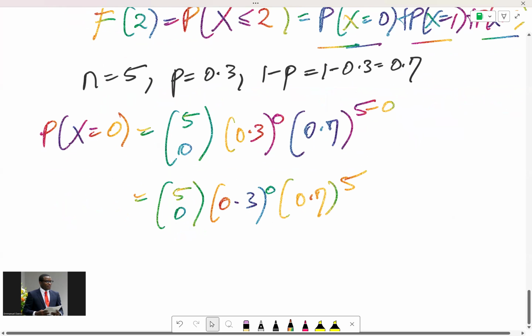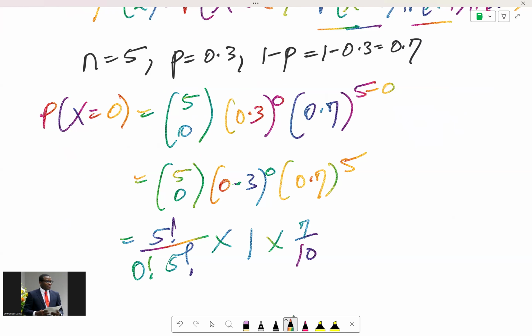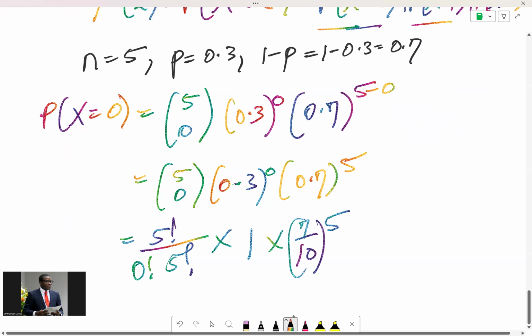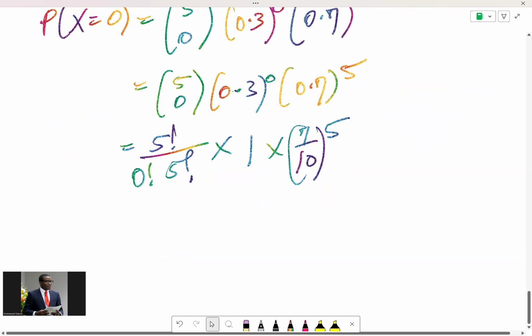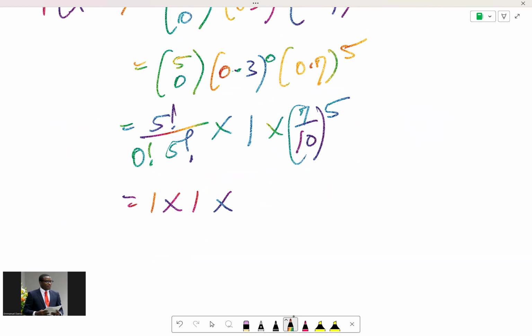So this is now 5 factorial over 0 factorial times 5 factorial, because that's just going to be 1. Then 0.3 raised to power 0 is actually 1. And all we have is 7 over 10 raised to power 5. I think that's an easy way to handle that. So, of course, this is 1 times 1 times 7 raised to power 5 over 10 raised to power 5. That should be like 0.1681.